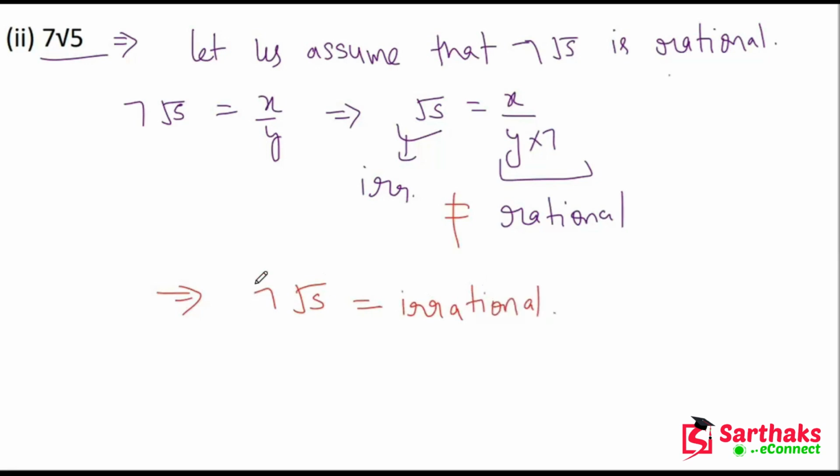Friends, we can do it by another shortcut method, because we have already seen the property of irrational numbers: the product of a rational and an irrational number is always an irrational number. This is a property also.